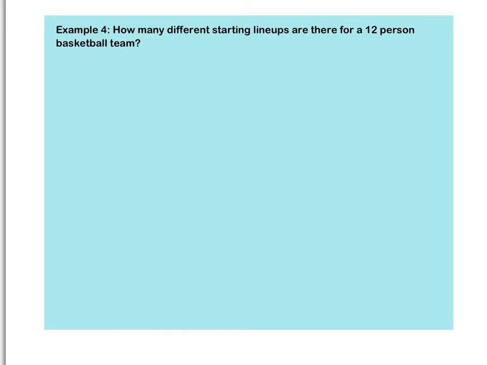Example 4. How many different starting lineups are there for a 12-person basketball team? So, a starting lineup, first of all, in basketball, has 5 starters. And it doesn't matter what order they go out on the court. You're just going to send 5 people out there. It's not like baseball where a certain guy goes first, batting second, third. In this case, order doesn't matter. We just send 5 guys on the court.